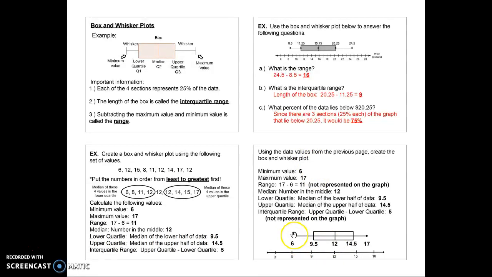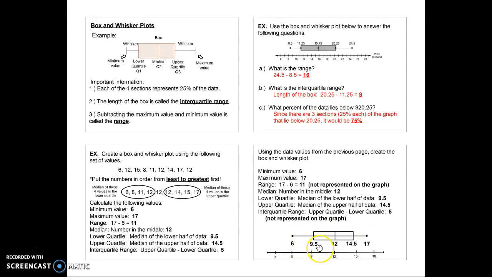So to make the box and whisker plot, your lowest and your highest value get a dot. Your quartiles all get a line. So I have a dot at 6 because that was my lowest value. I have a dot at 17 because that was my highest value. And then I'm going to draw a vertical line at 9.5 for my Q1, or my lower quartile. I'm going to draw a vertical line at 12 for my median. And I'm going to draw a vertical line at 14.5 for my upper quartile. So your 3 quartiles all get a vertical line. Smallest and largest get a dot.